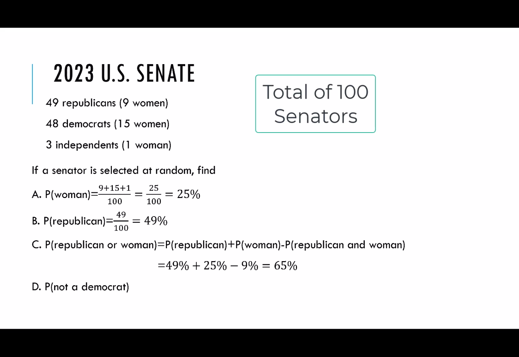Let's find the probability of randomly selecting a senator and not getting a Democrat. Here we're using the complement rule. Since 48% of the senators are Democrats, 100% minus 48% are not Democrats, which is 52%.